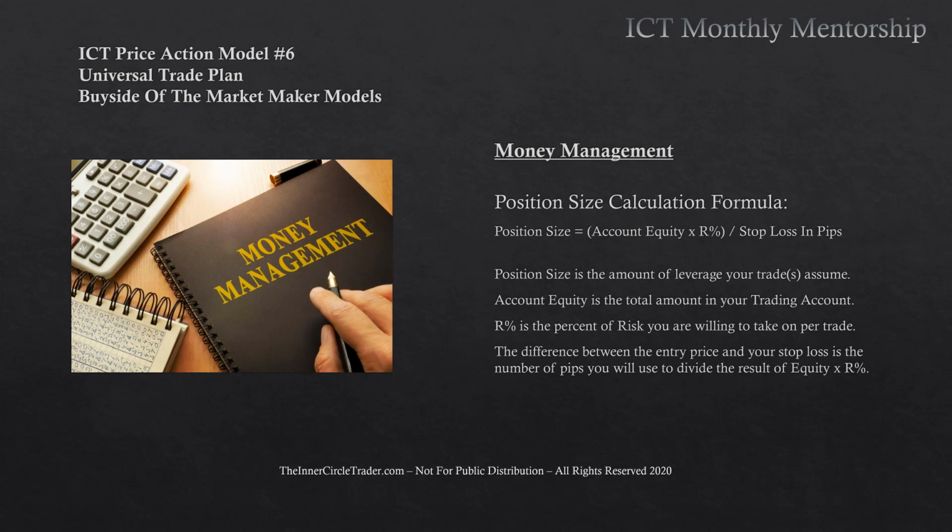Now, if you're using multiple orders, you have to divide that by the total number of orders you're going to have. So if you're willing to risk 2%, and you're going to be using 4 orders, let's say, 4 separate orders at 1/2 of 1% would give us the same thing as 2% risk. The difference between the entry price and your stop loss is the number of pips you will use to divide the result of equity times R%.